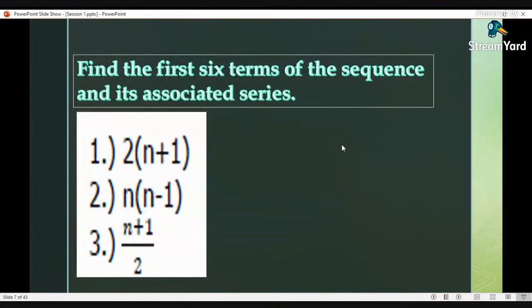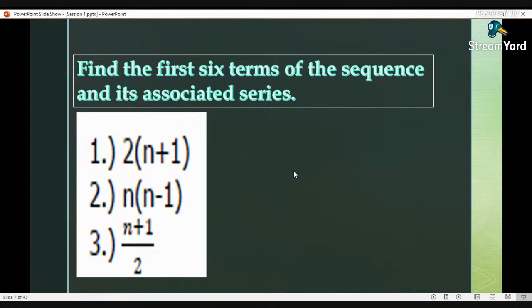Let's continue. Okay, find the first 6 terms of the sequence and its associated series. For number 1, we have 2n plus 1. Number 2, we have n times n minus 1. And number 3, we have n plus 1 over 2.